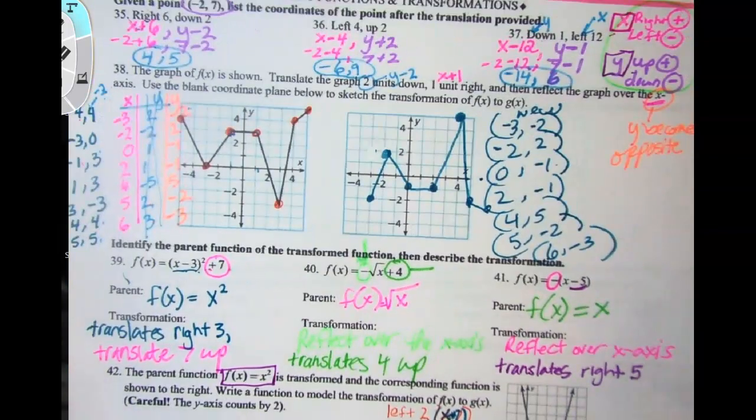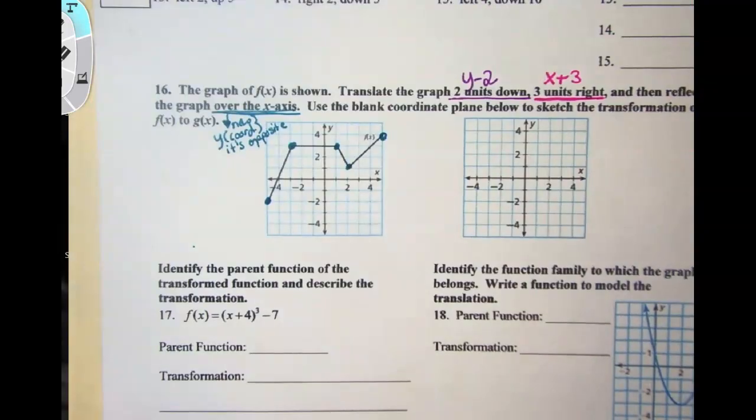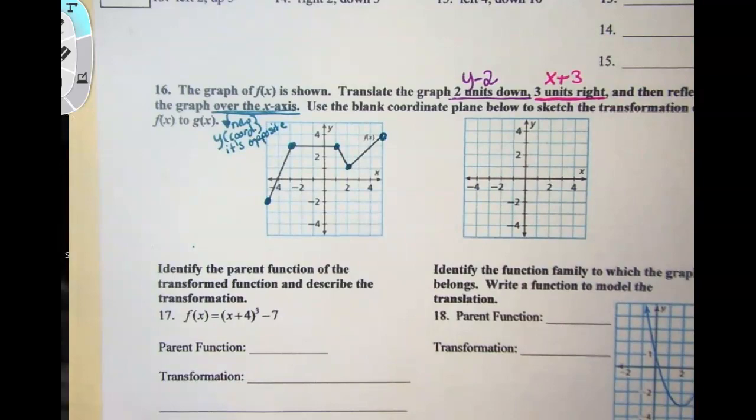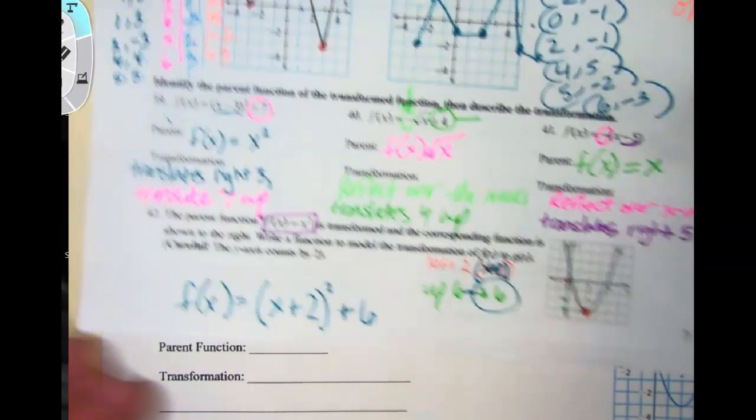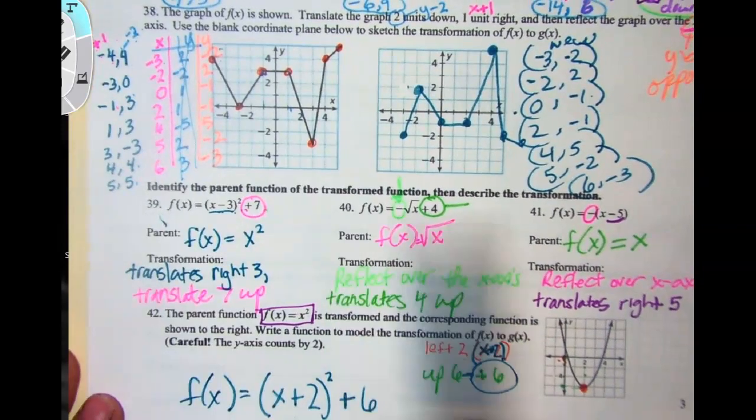So that's how I do it. Okay? All right, and then the last 2. So these are very similar to 39, 40, 41.